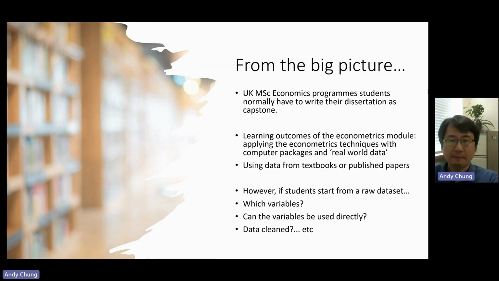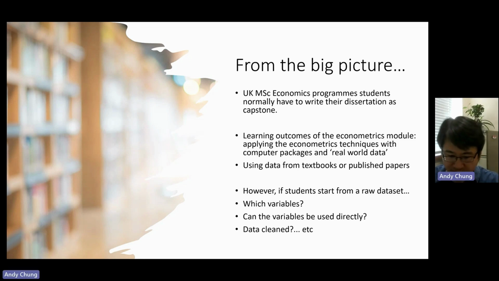In the UK, most universities offer an MSc Economics program. In the program, students have to write a dissertation as a capstone in the summer term. In the first 2 semesters, the university offers some econometrics modules for them. These modules cover learning outcomes like applying econometrics techniques with computer packages and with real-world data, and so on.